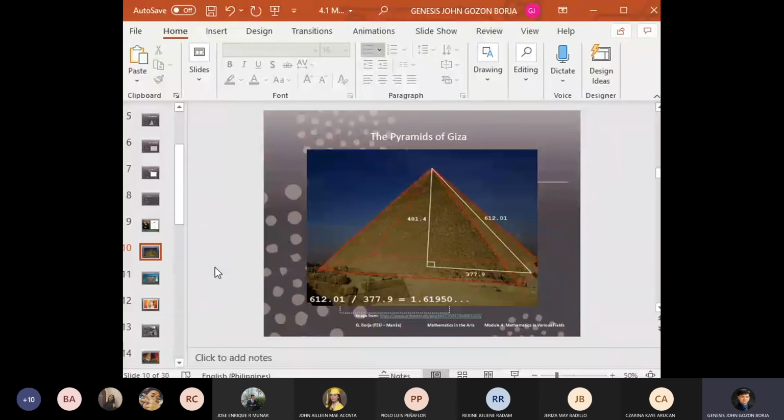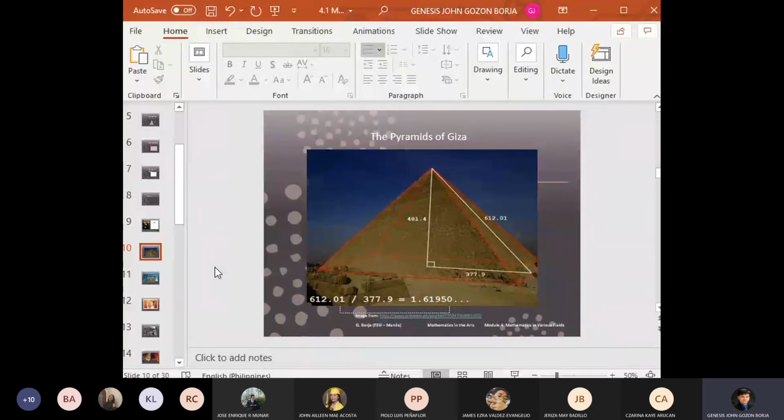In construction, in architecture, in engineering, we also follow the golden ratio, not only for aesthetics, not only to be beautiful, but construction-wise, it has something to do also with the strength of the materials and so on and so forth. Okay? So the pyramids of Giza, as we know it, follows the golden ratio.